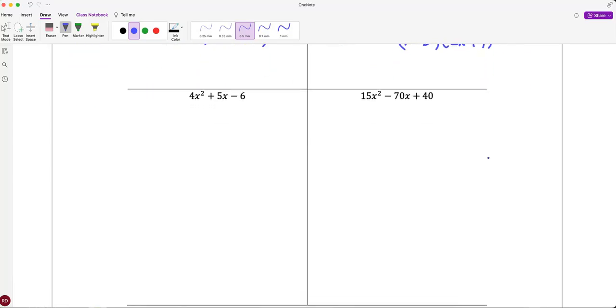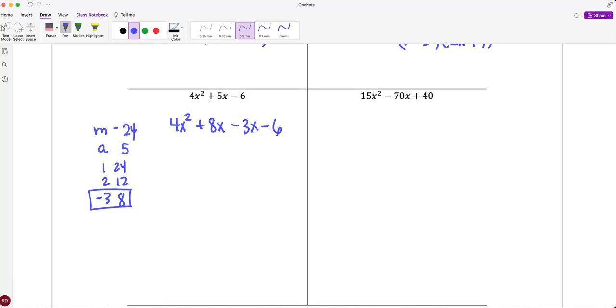Here I need numbers that multiply to negative 24 and add to 5. So what is it? 1 and 24, 2 and 12, 3 and 8. That's going to be it. And to get these numbers to add to that, it's going to be a negative 3. So 4x squared, and again, the order doesn't matter here, plus 8x minus 3x minus 6.